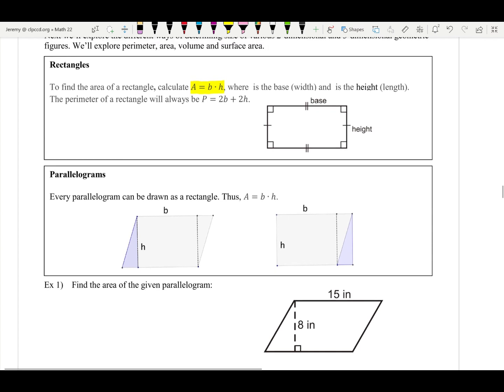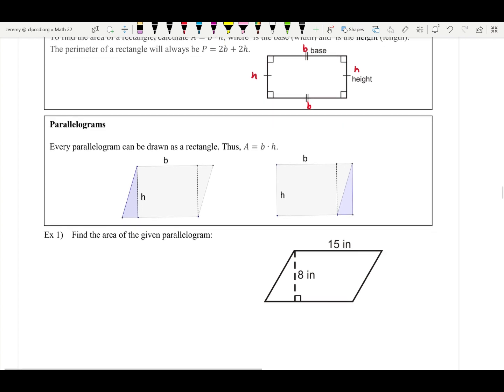The perimeter can be found by doing 2 times the base plus 2 times the height. And that is just, if this is the base and that's a base and this is a height and this is a height, that's just the sum of 1, 2, 3, 4 sides, right? Which will be base plus base plus height plus height. So that's where this formula comes from.